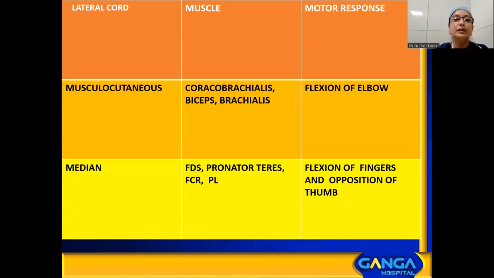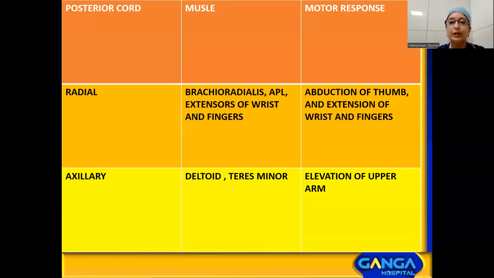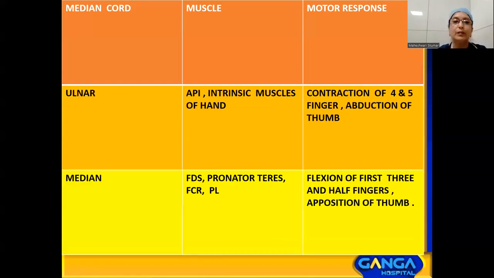Now let us briefly see the end motor responses which we will observe when we stimulate the cords. The lateral cord contains the musculocutaneous and the median nerve. When we stimulate the musculocutaneous, you get flexion of the elbow, and with the median nerve, we get flexion of fingers and opposition of the thumb. When we stimulate the posterior cord, which has the radial and the axillary, with the radial nerve we get abduction of the thumb and extension of fingers and wrist, and with axillary nerve stimulation, you get elevation of the upper arm.